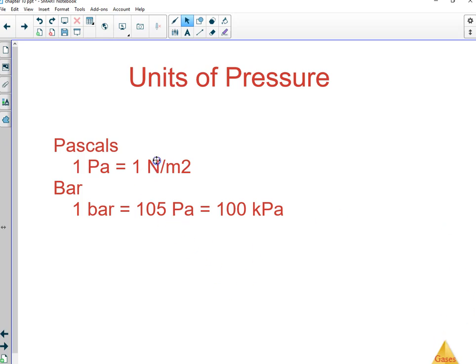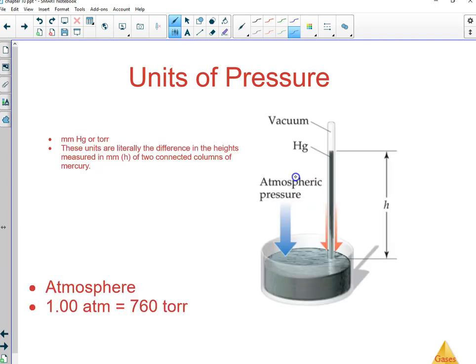Okay. We won't use pascals, but pascals is a unit of pressure. Bar is a unit of pressure. We don't really use those as much either. We use atmosphere and torr. So, millimeters of Hg or torr. These are the same thing. All right? So you do need to definitely know that if you read millimeters of Hg, it means torr.